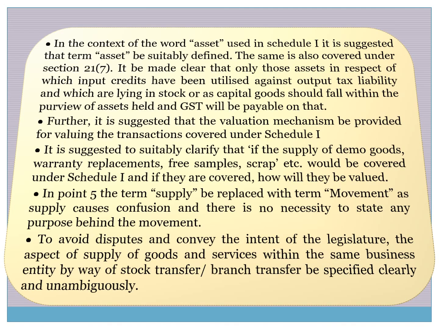Further, it is suggested that the valuation mechanism be provided for valuing the transactions covered under Schedule 1. Clarity is sought on the inclusion and value of supply of demo goods, warranty replacements, free samples, scrap, etc. In point 5, the term supply be replaced with term movement, as supply causes confusion and there is no necessity to state any purpose behind the movement. Clarity is also sought on the aspect of supply of goods and services within the same business entity by way of stock transfer or branch transfer.